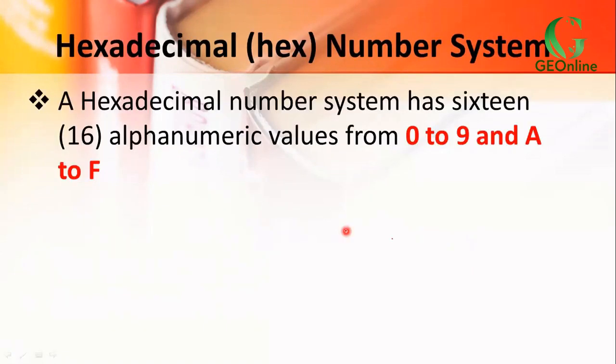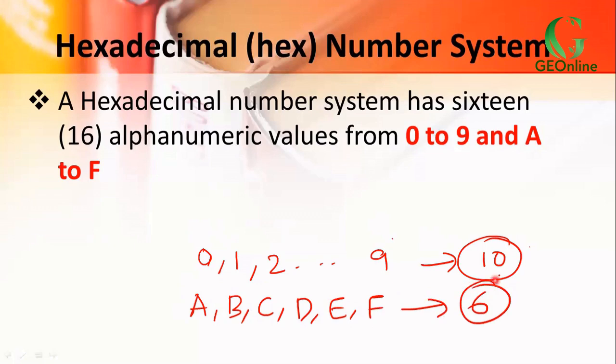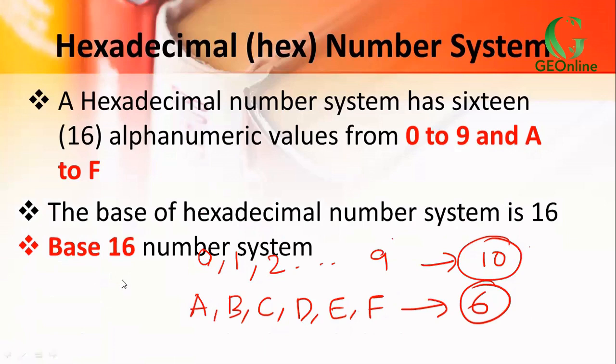Next is hexadecimal number system. In hexadecimal number system, we have 16 alphanumeric values from 0 to 9 and from A to F. The digits are 0, 1, 2 up to 9. There are 10 digits. Then A, B, C, D, E and F. 6 digits. So it's a 16 base number system. So it's called base 16 number system.